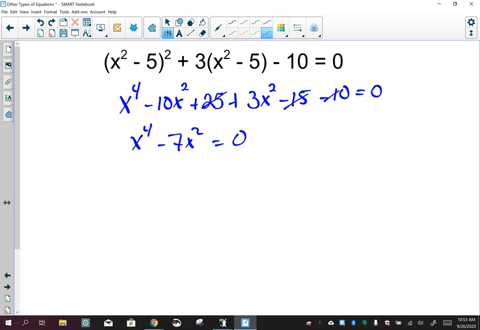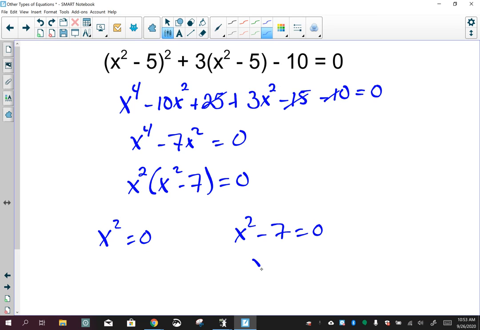Okay. So this is going to be an easy one to do. So you factor out your x squared. And you have x squared times (x squared minus 7). This is all equal to 0. Then you have x squared is equal to 0. And then you have x squared minus 7 equal to 0. x squared is equal to 7. So x is equal to plus minus the square root of 7. And then that means that this x is equal to 0.